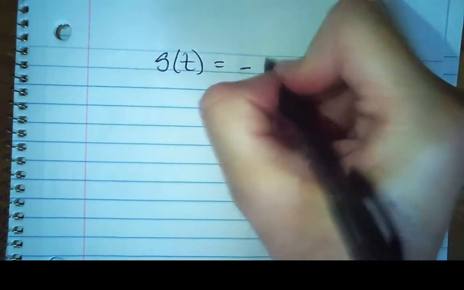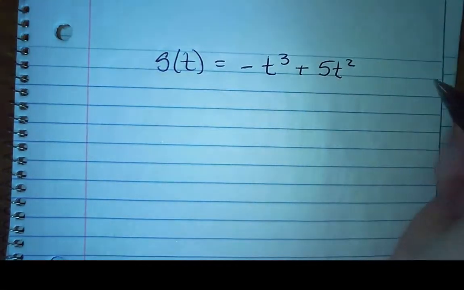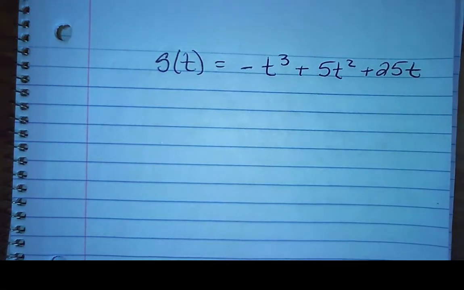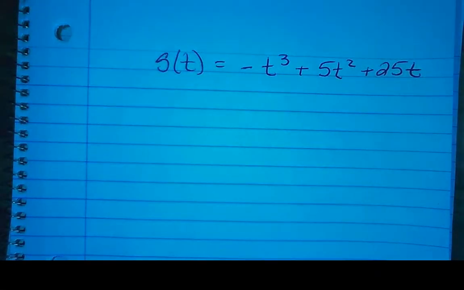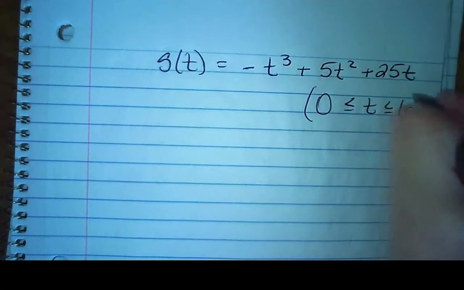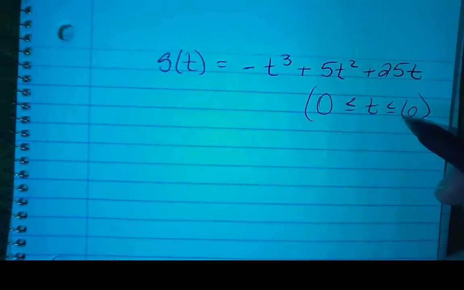So let's try it again. We have the acceleration of a car. My position function is going to be negative t cubed plus 5t squared plus 25t. Our context is the distance s in feet covered by a car t seconds after starting is given by the following function. And I'm told that t is between 0 and 6. In other words, I care about from 0 seconds to 6 seconds.